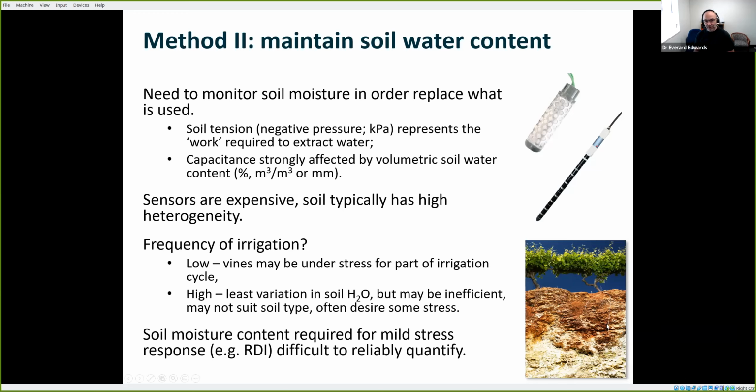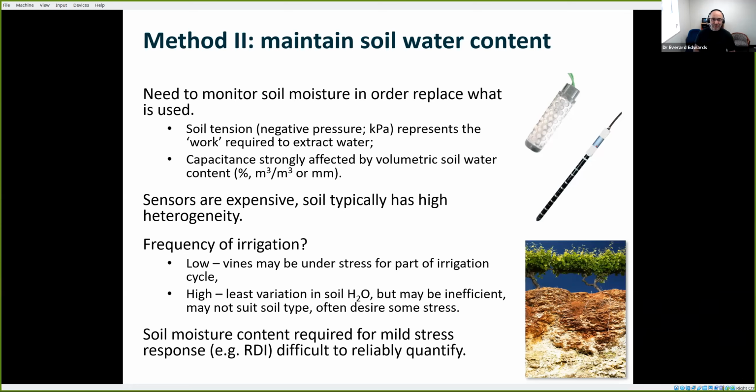Where this system becomes a bit more difficult is because these soil moisture sensors are expensive. So most properties have only got one in every 2, 3, 4 blocks, whereas we all know that the within-block heterogeneity of the soil is quite high. So depending on how well placed that sensor is, it can make a real difference to how well we can maintain full irrigation using soil water content.